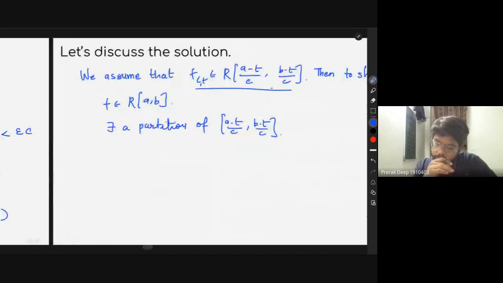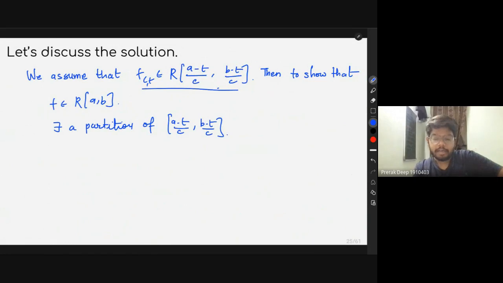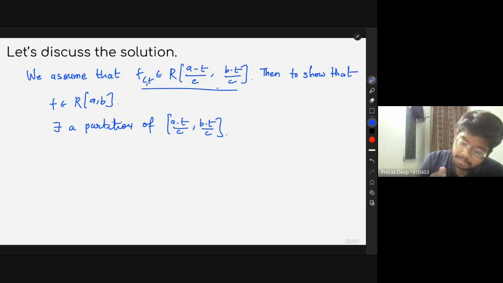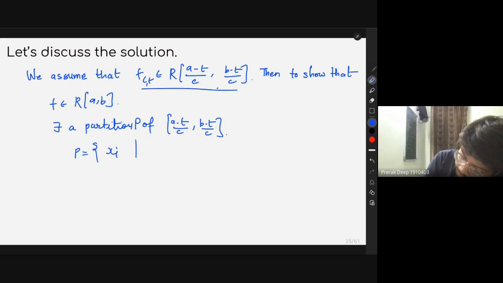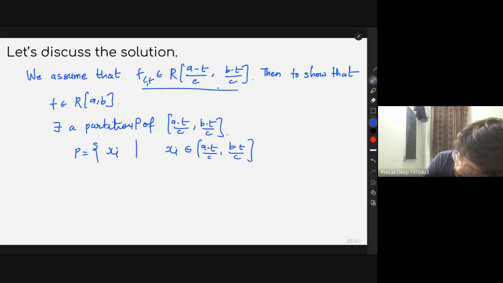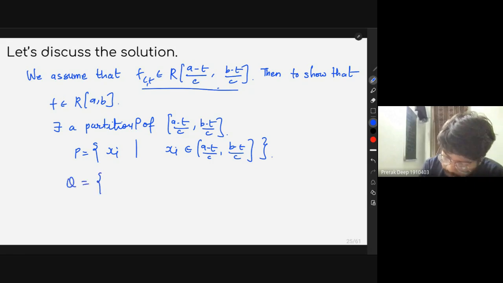Now, the argument that I gave earlier will be suitable for this question when we start with a partition of A minus t divided by c, B minus t divided by c. So when we start with this, let's say this is a partition P of this thing, and let's say these are the elements in that partition. Now we consider this new partition Q, which is nothing but the images of this partition.